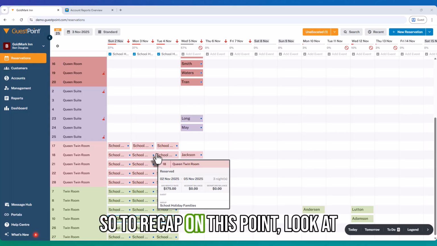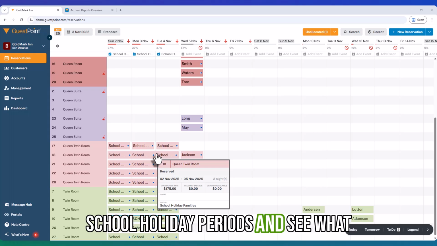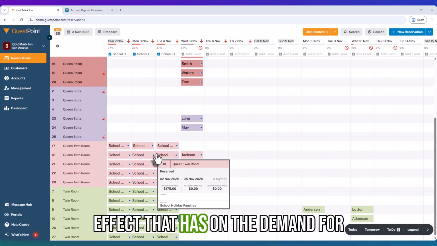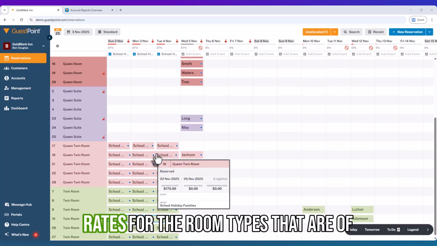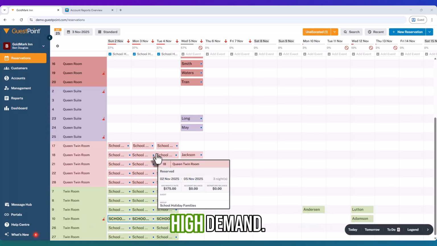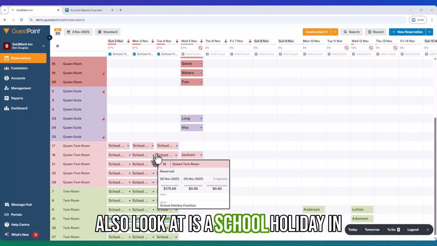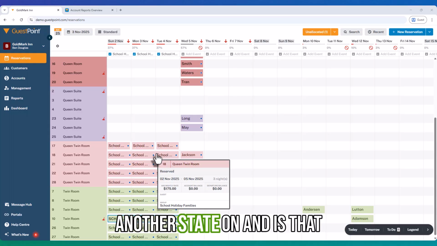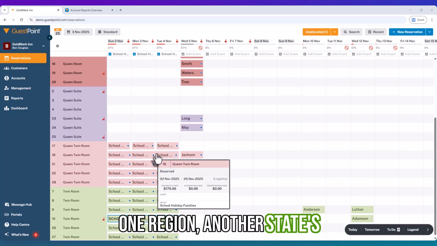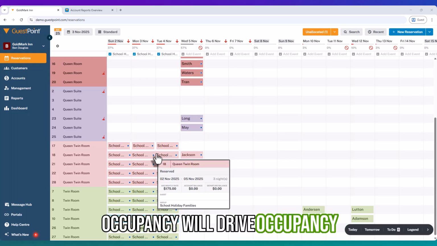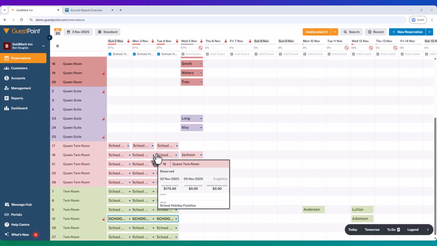So to recap on this point, look at school holiday periods and see what effect that has on the demand for each room type. Look at raising the rates for the room types that are of high demand. Also look at, is a school holiday in another state on, and is that affecting my demand? Sometimes in one region, another state's occupancy will drive occupancy because everyone's traveling.